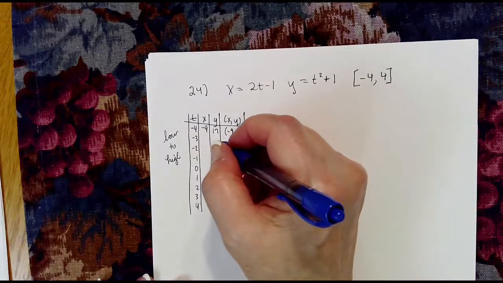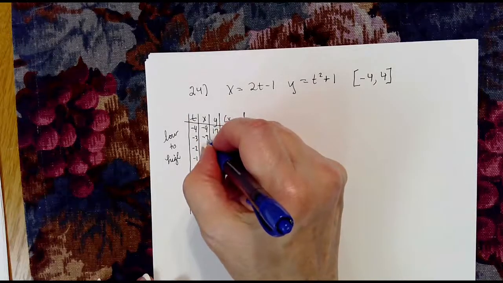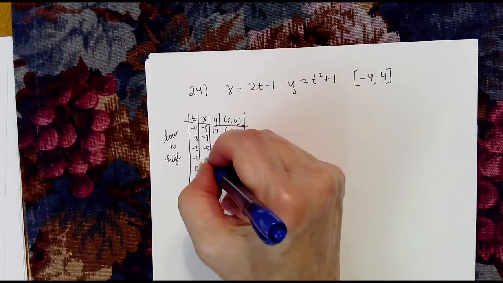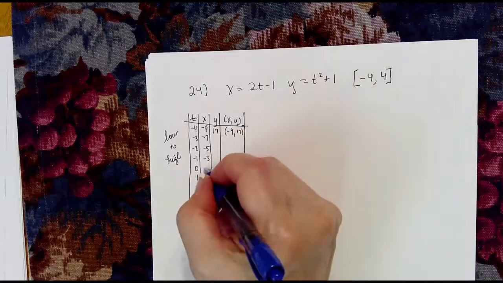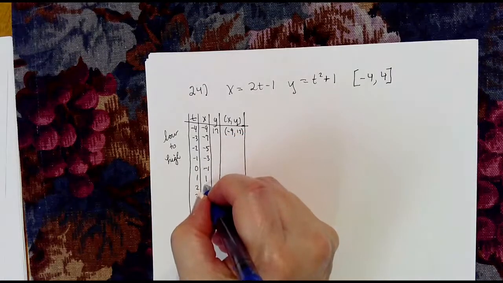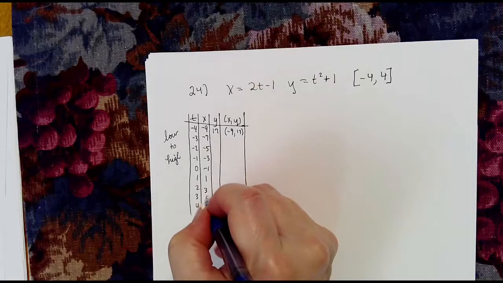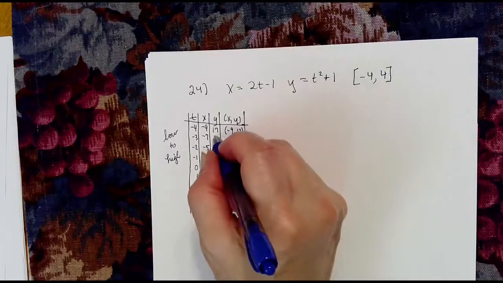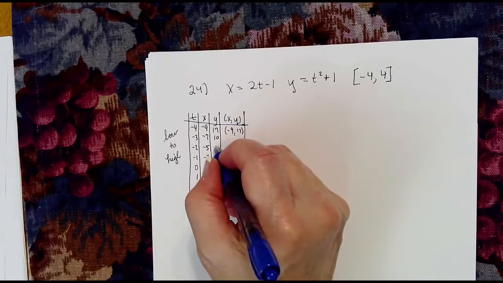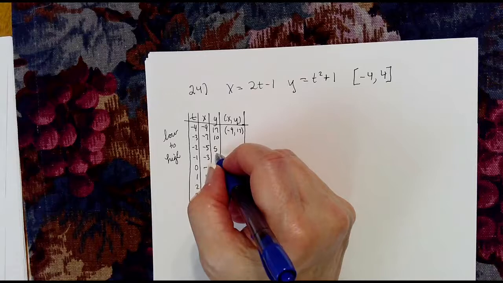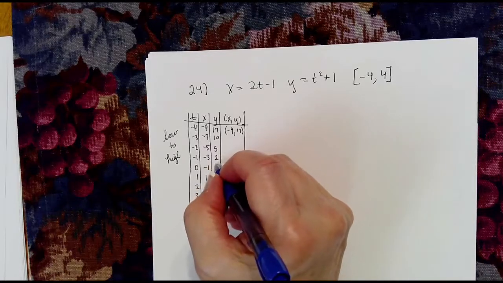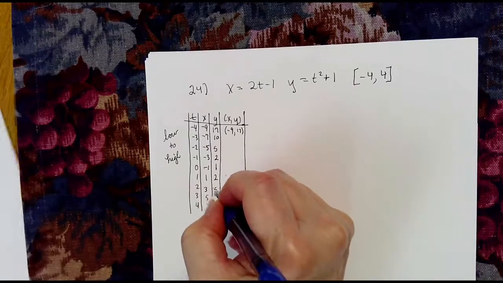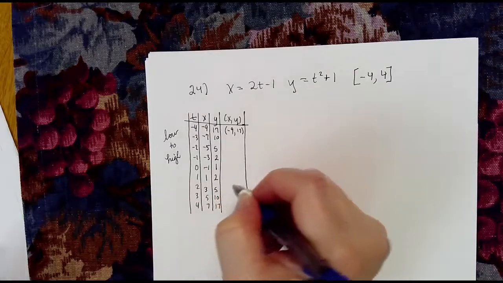I'm just going to go ahead and write them in to save time. So I get -7, -5, -3, -1, 1, 3, 5, and 7. So that's all the x's. And then the y's go 17, 10, 5, 2, 1, 2, 5, 10, 17.